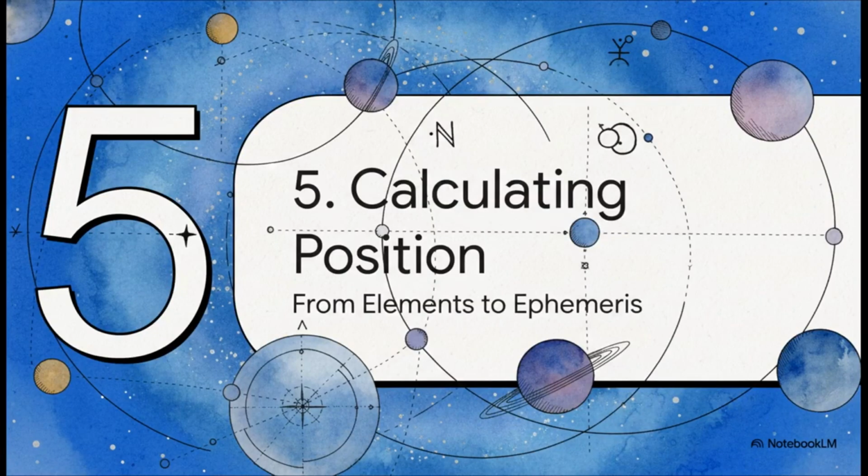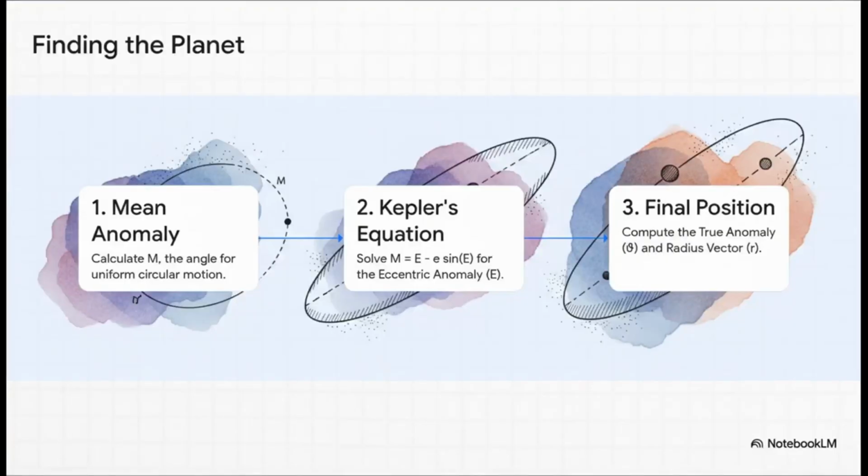So, with our full set of 6 elements now in hand, 2 for the plane, 2 for the shape of the ellipse, and 2 for its orientation and timing, we finally have everything we need to answer the ultimate question: where exactly is the planet at any given moment in time? Now, the calculation itself is this fascinating 3-step process. The real problem is that planets don't move at a constant speed. They speed up when they get close to the Sun and slow way down when they're far away, so you can't just use a simple clock. Instead, we use a series of 3 different types of angles, what we call anomalies, to bridge the gap between the steady tick-tock of time and the planet's variable speed.